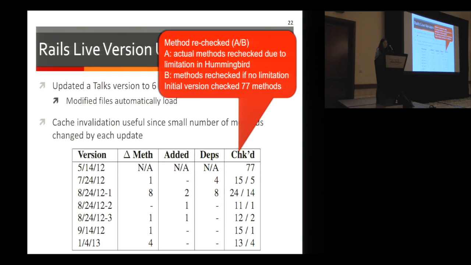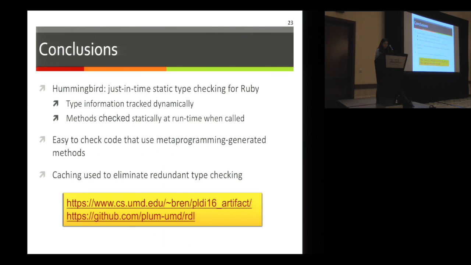For the initial version, we show 70 methods that were checked. And for the subsequent versions, we show 2 numbers. We had this limitation in our implementation so that some module helper methods were always rechecked. And so the number on the left shows the number of methods that were rechecked, and the number on the right shows the number of methods that would have been rechecked if we didn't have this limitation.